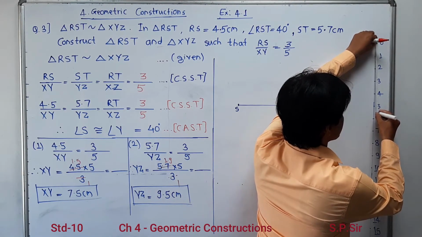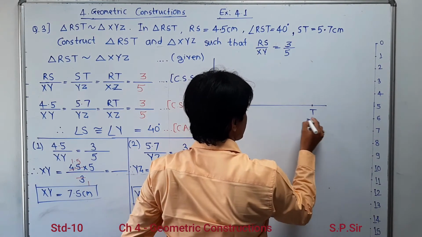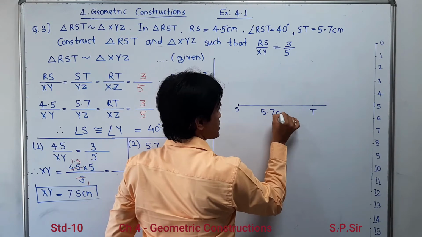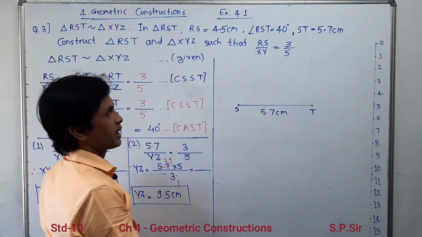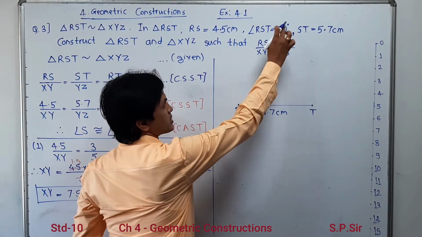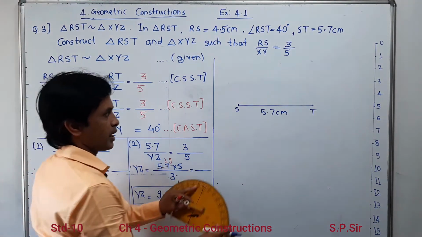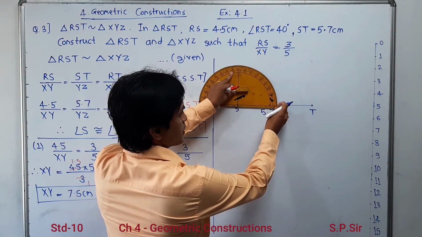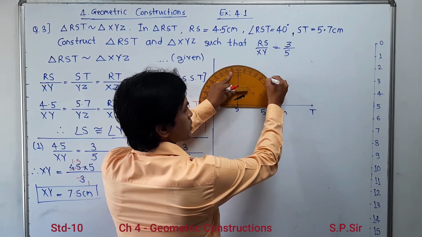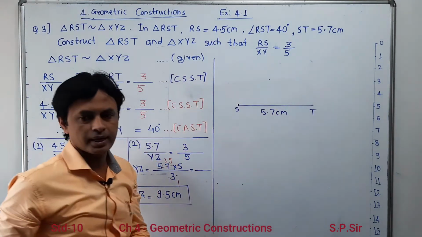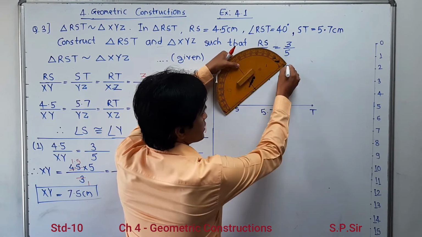So S to T, this distance is 5.7, so this becomes 5.7 centimeter. Next, we have the next part, that this angle S or RST is 40 degree. So I am going to take a measurement of angle 40 degree over here. You are going to take a half circle over here, and with the help of it, 10, 20, 30, 40. So this marking point is over here, and now I am going to draw an angle from S in this direction.